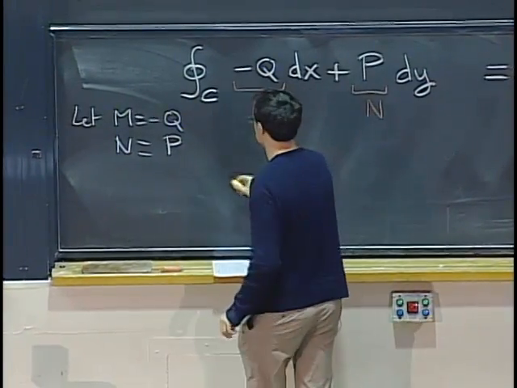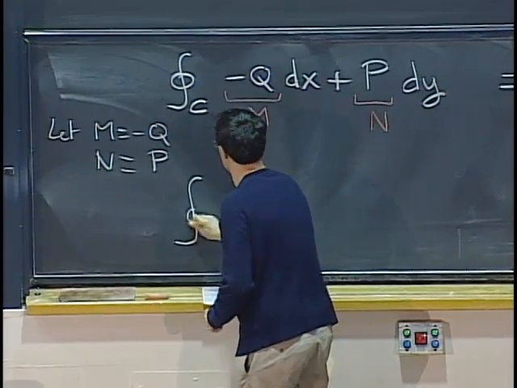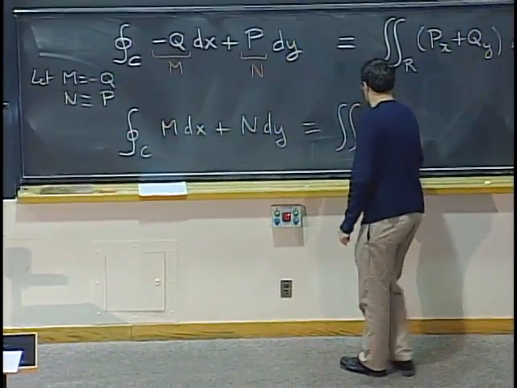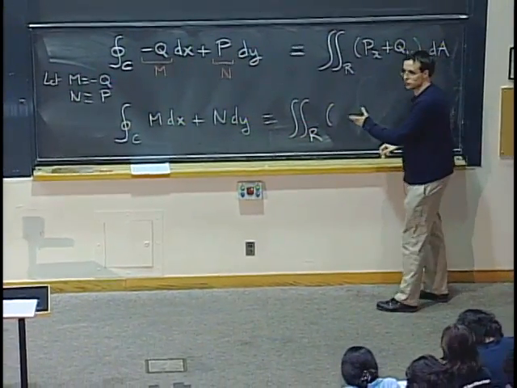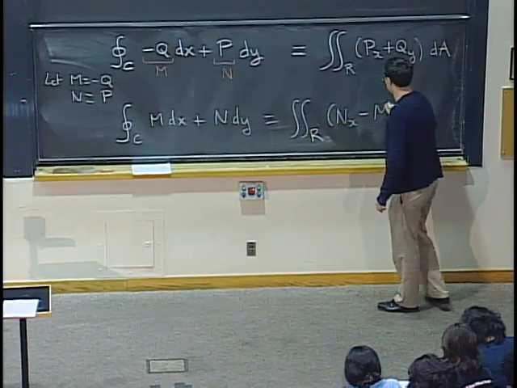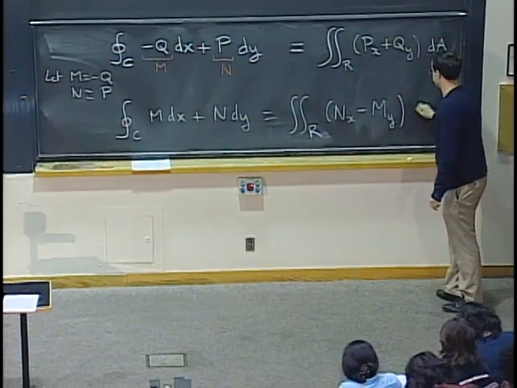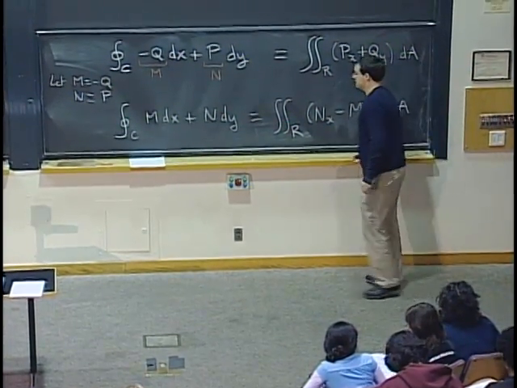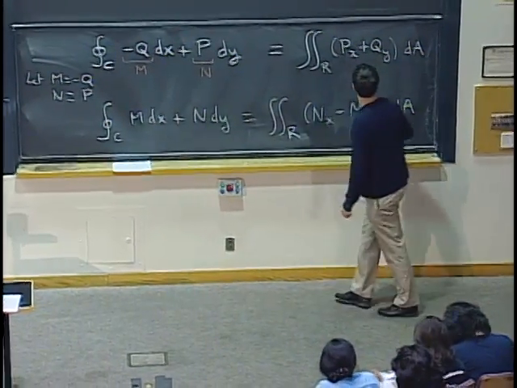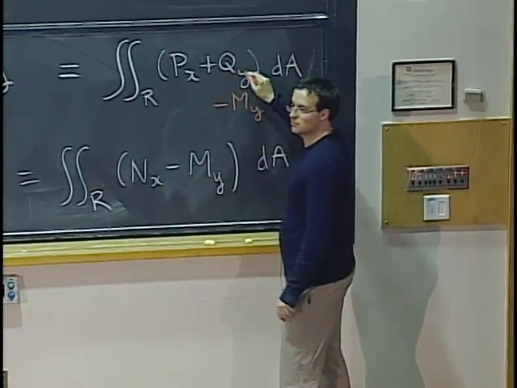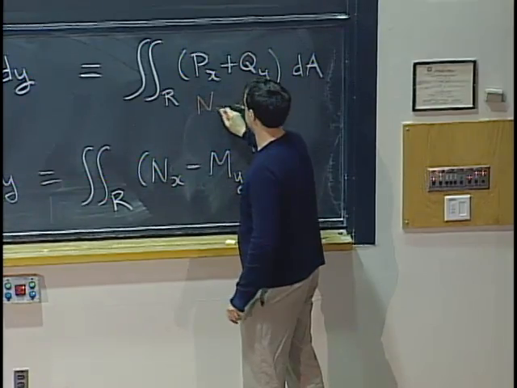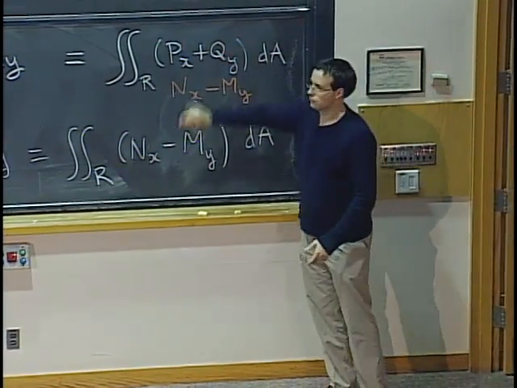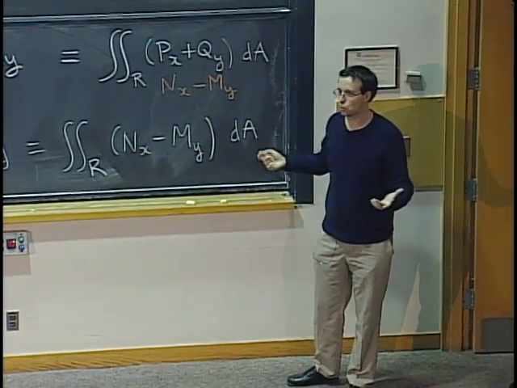Then this becomes the integral of m dx plus n dy. And I know from yesterday what this is equal to, namely using the tangential form of Green's theorem, Green for work: the double integral of the curl, so that's n_x minus m_y dA. But now let's think about what this is in terms of m and n. We said m is negative q, so this is negative m_y. And p is the same as n, so this is n_x. So just by renaming the components, I go from one form to the other. So it's really the same theorem. That's why it's also called Green's theorem.